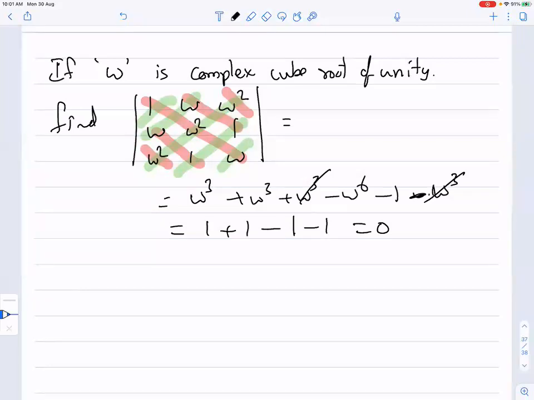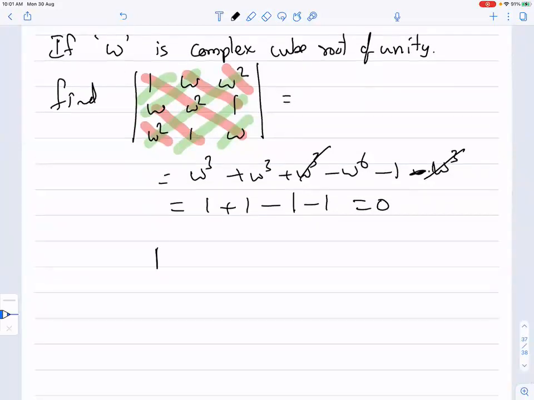Any doubt in the students? No, sir. Please write it down. And write the heading, properties of determinant.